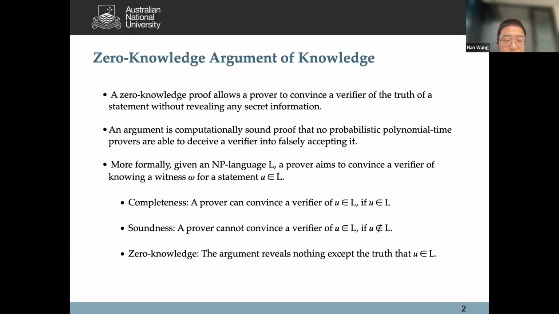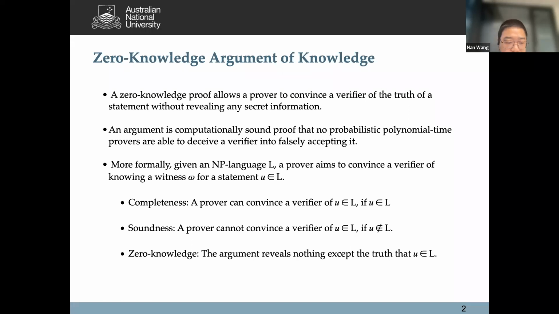Let me briefly provide some notions of the zero-knowledge argument of knowledge. A zero-knowledge proof allows a prover to convince a verifier of the truth of a statement without revealing any secret information. An argument is a computationally sound proof: no probabilistic polynomial time prover is able to deceive the verifier into falsely accepting it. More formally, given an NP language L, a prover aims to convince a verifier of knowing a witness omega for a statement U belongs to L.